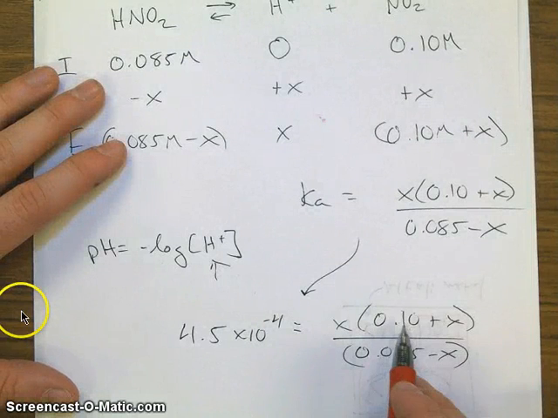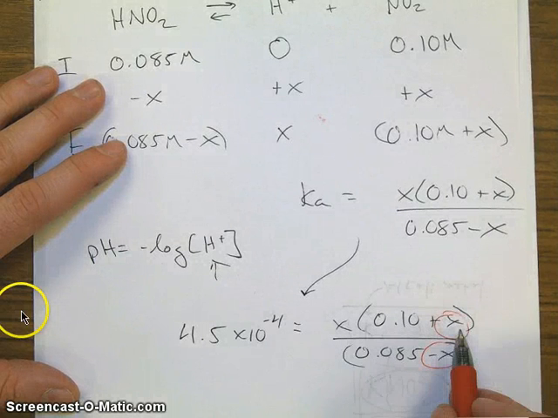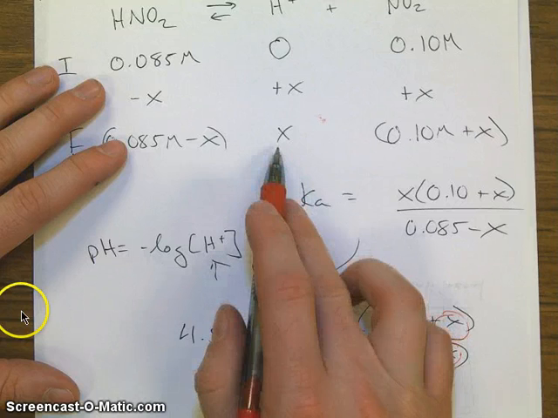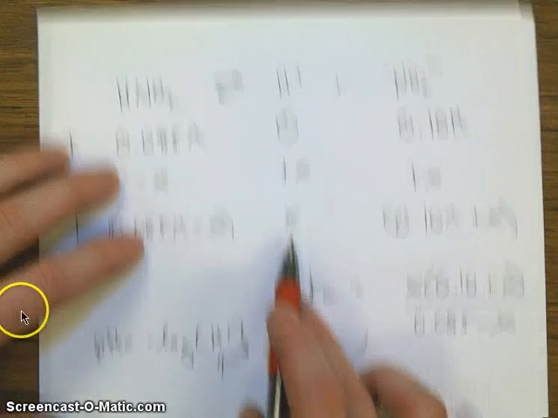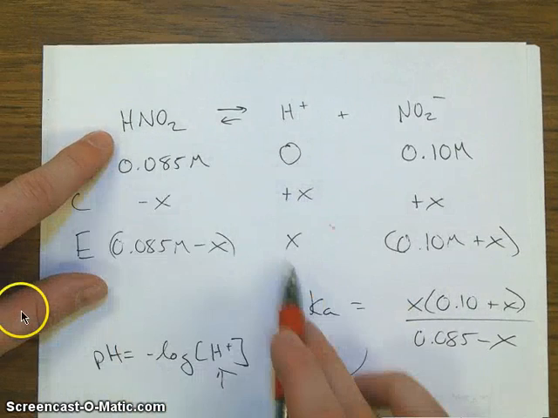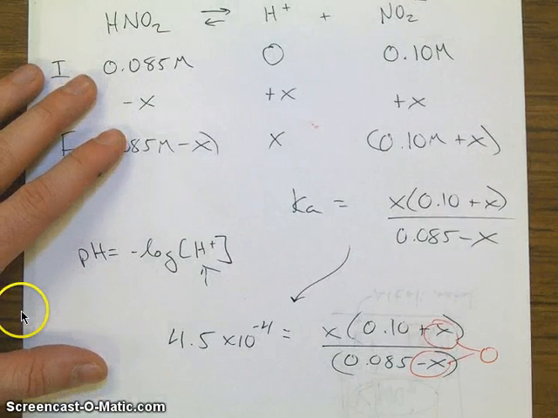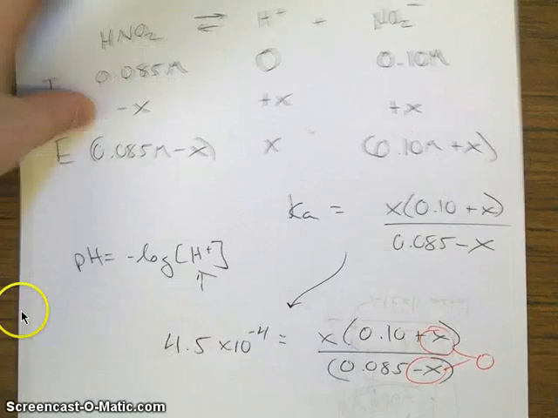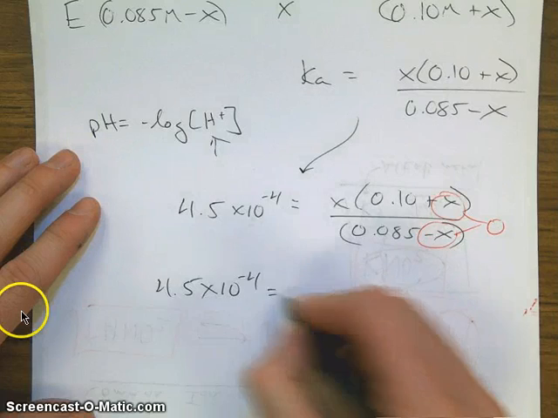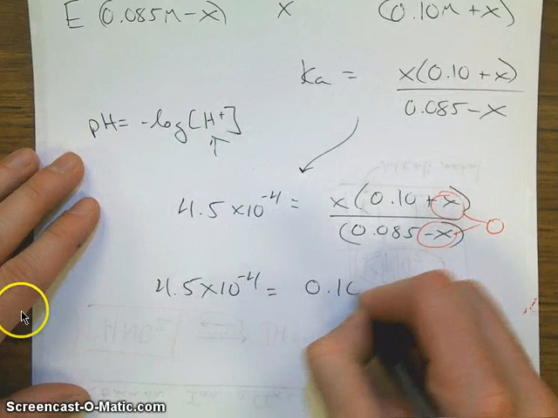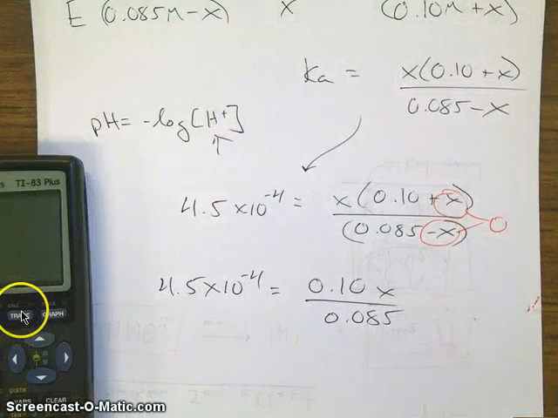See what I have in parentheses? See how it's some number plus x and some number minus x? Well, these x values, not this one, but these ones right here, that x is going to be really small. We know it's going to be next to nothing because the nitrous acid is a weak acid. There's such a low amount. We can assume these two are 0. So when I do my math on this problem, it's going to be 4.5 times 10 to the negative fourth equals 0.10 x over 0.085.